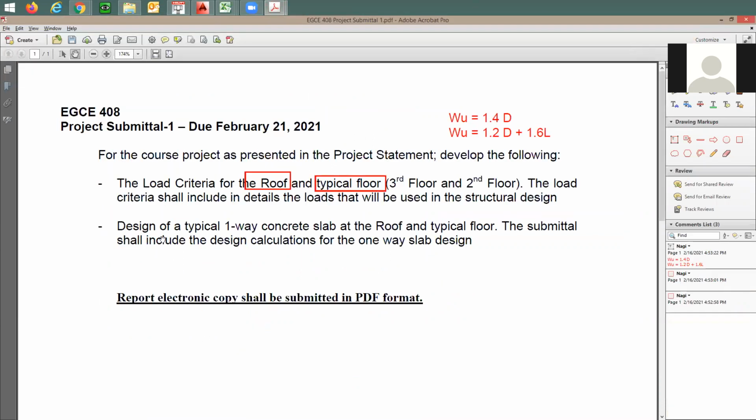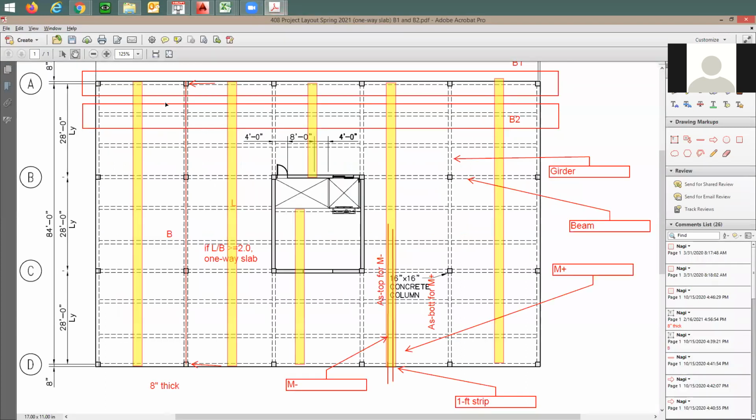Now let's look at the rest of this requirement. You're going to be doing the load criteria for the roof and typical floor. Item number 2 says design a typical one-way concrete slab at the roof and at a typical floor, which means you're going to have your 2 designs. Just 1 strip at the roof level and 1 strip at the typical level. Now, I'm not asking you to do a design for each of these. This is going to be only one of them. Just take this one. Start with this one. This should be sufficient.